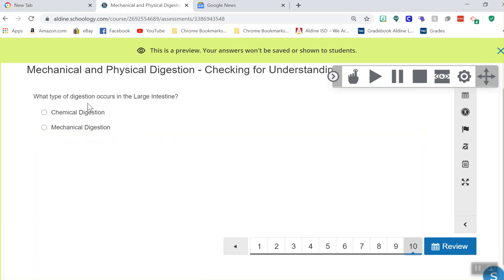Number 10, what type of digestion occurs in the large intestine? Chemical or mechanical? Okay, at this point, it's on its way out, and there's nothing else going on except moving it out. So we're talking about physical change, so that's going to be a mechanical digestion. And there we go. We are done.